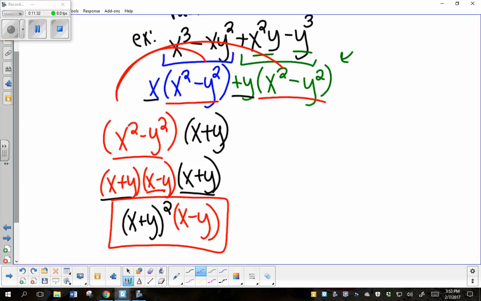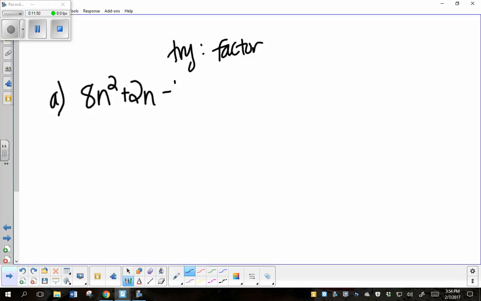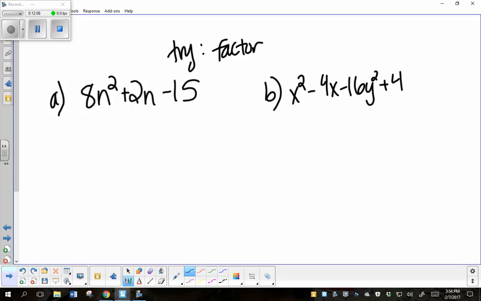So I'm going to give you two problems that I want you to try on your own, and then just come to class with any questions you have. The instructions for both of these are just to factor it as much as you can. Question A is 8n squared plus 2n minus 15. And question B is x squared minus 4x minus 16y squared plus 4. All right, give those a try and come to class with questions, and we're going to do some major practice with factoring.